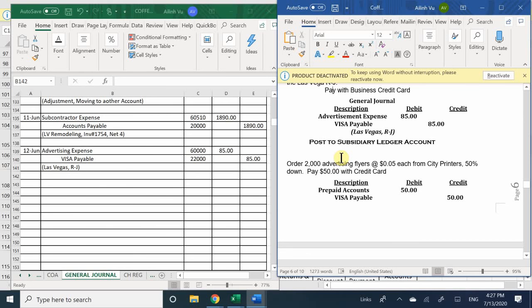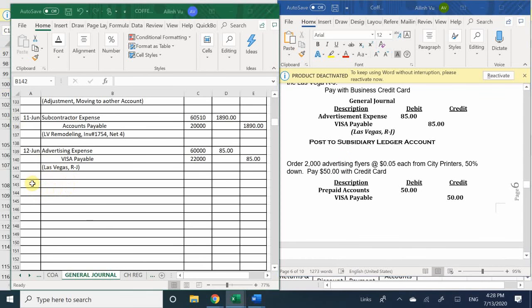So here we're ordering 2,000 advertising flyers. Because we haven't picked up the flyers yet, we're just doing the down payment. So we're only recording a prepaid amount. Here we're going to indicate on the 12th that we have a prepaid account.